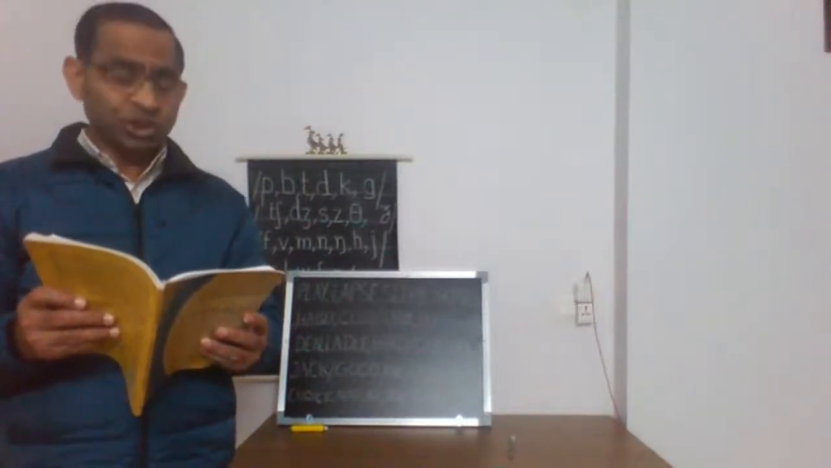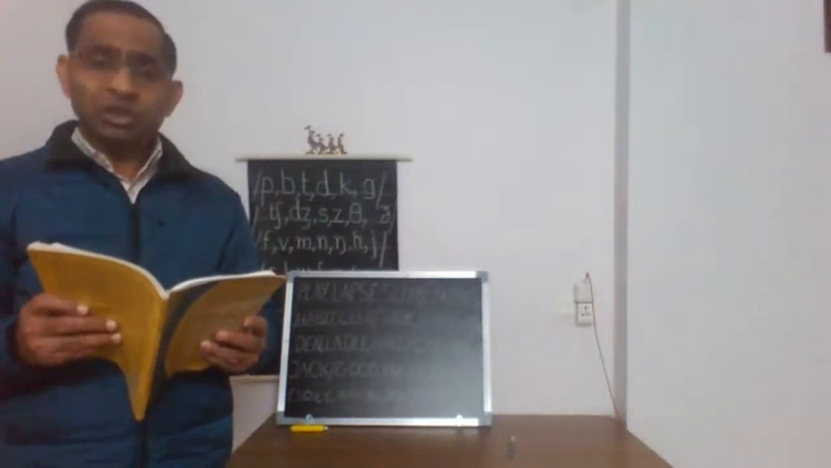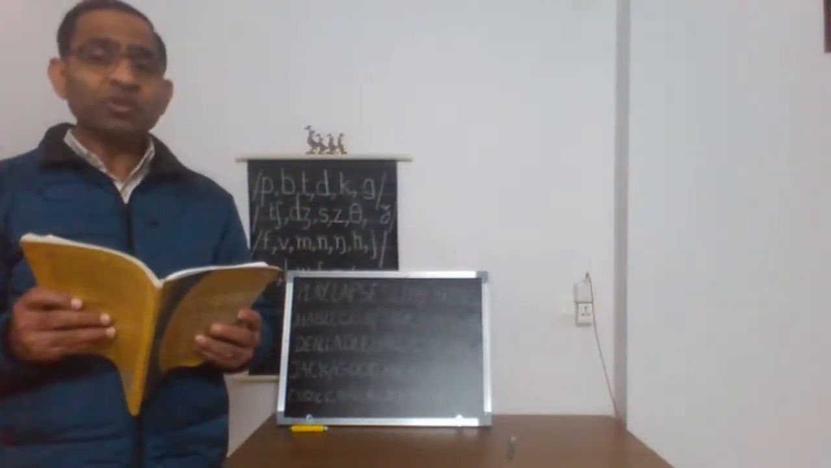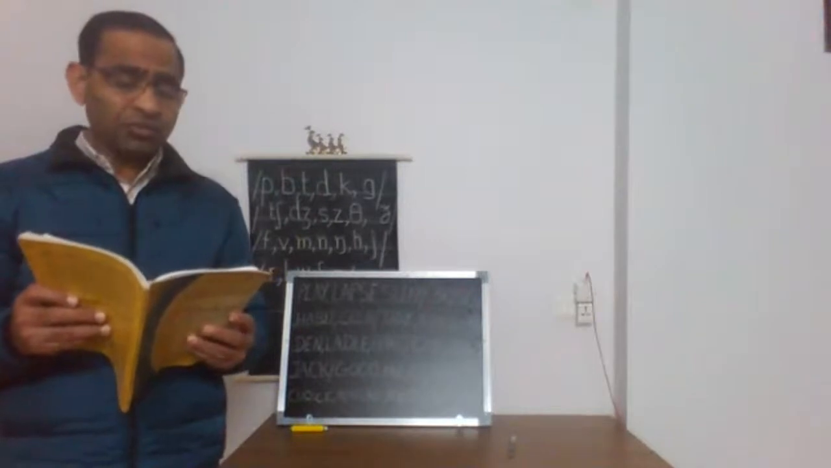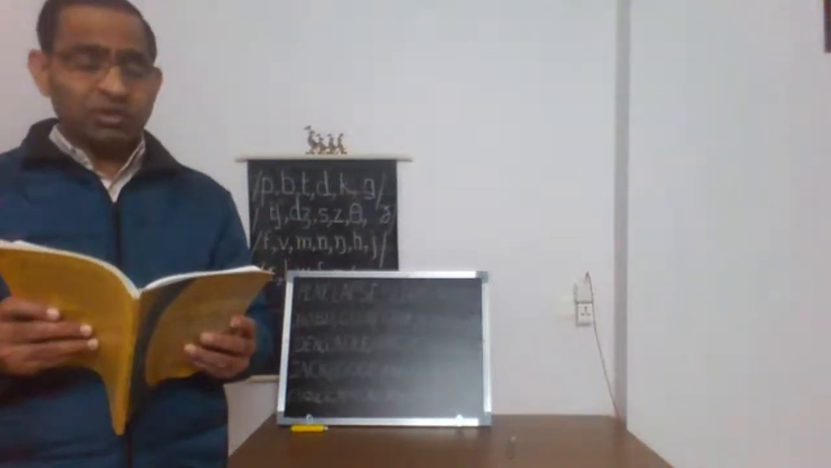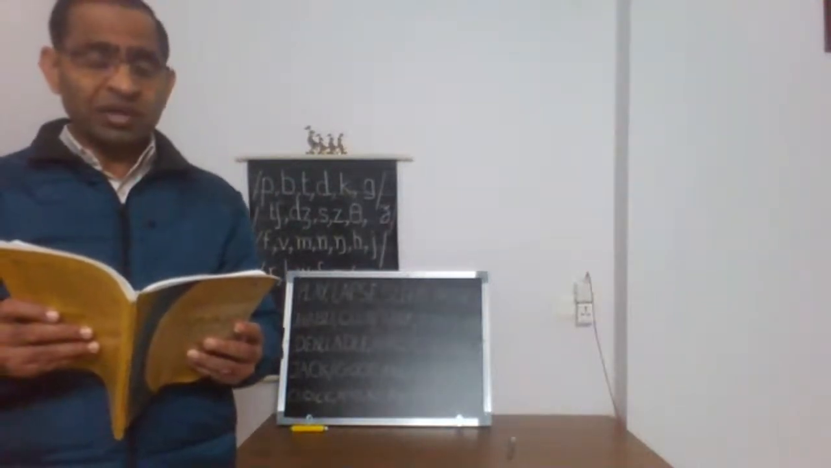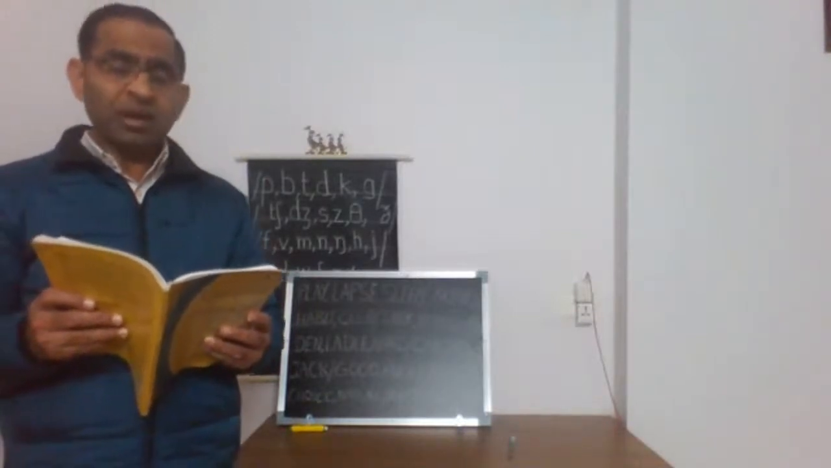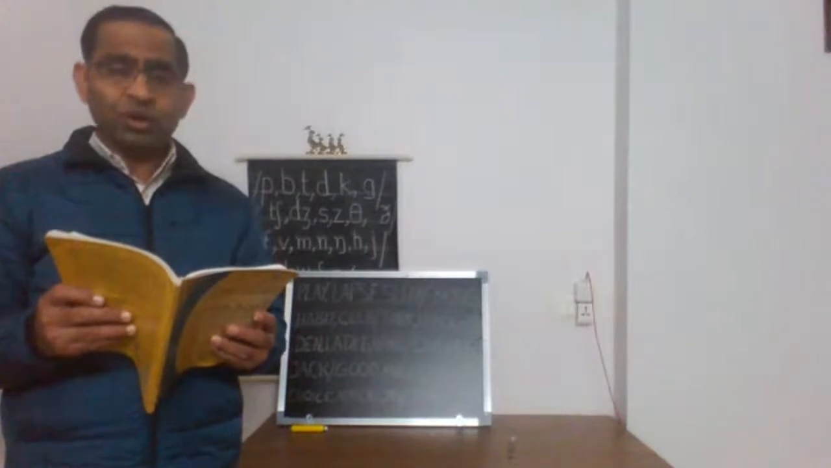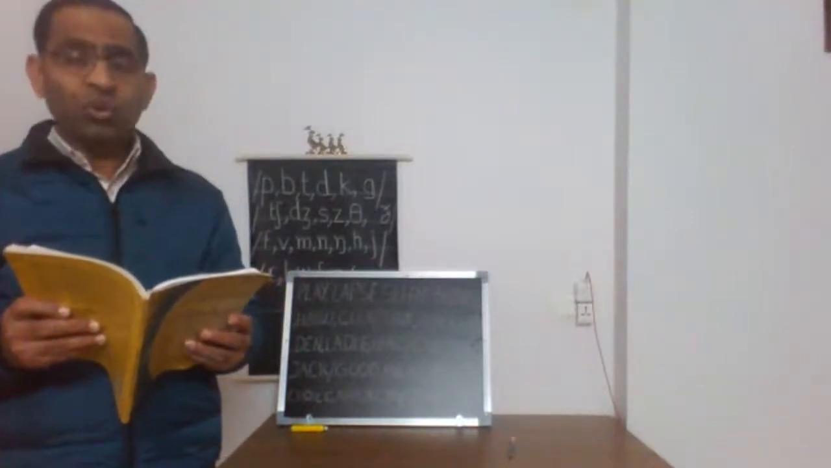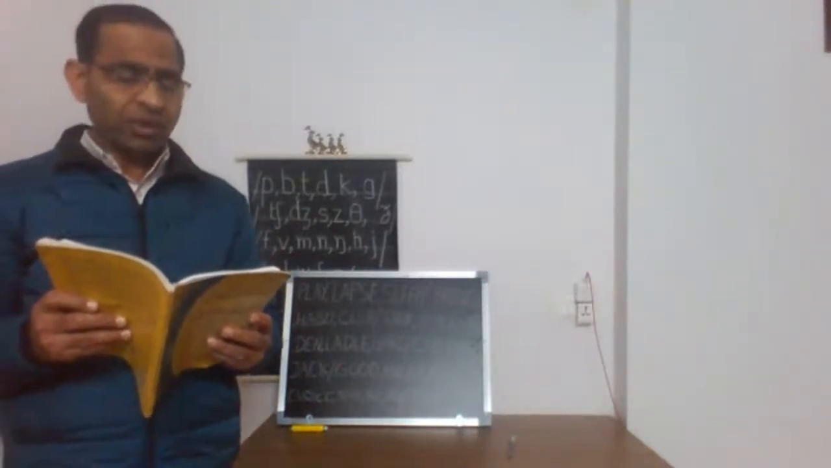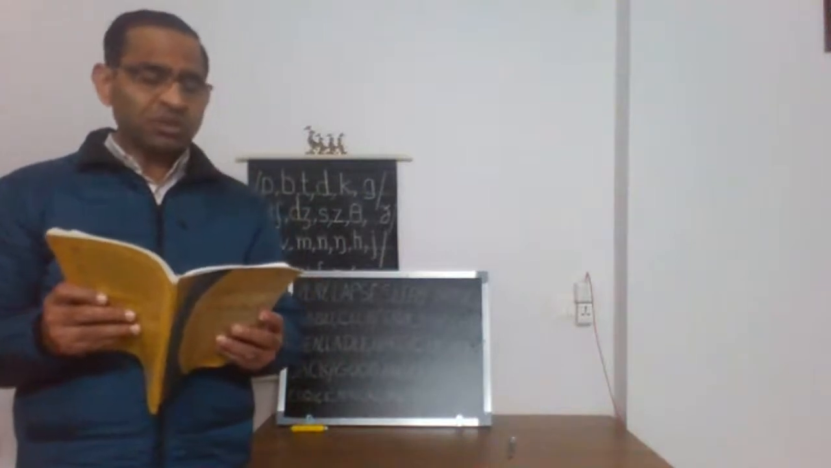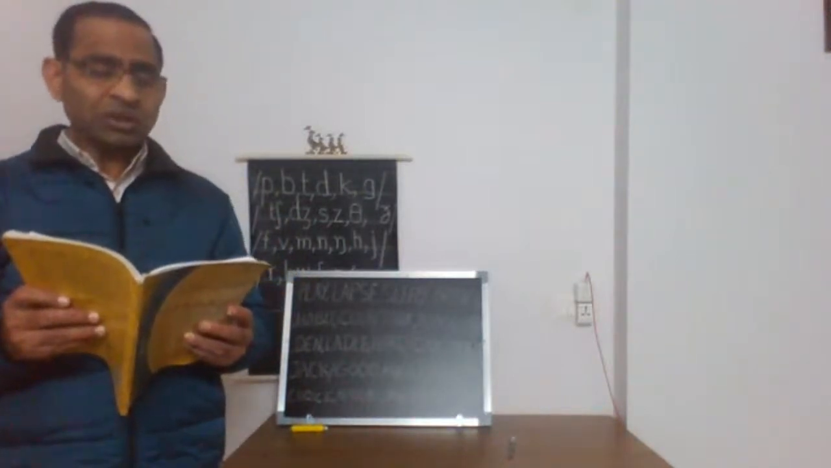Then we have the j sound. J sound is also not used initially in any English word, but we use it medially in words like division and even vision, and it is the final sound in ruse, rouze. Then there are four sounds, h, r, w, y.